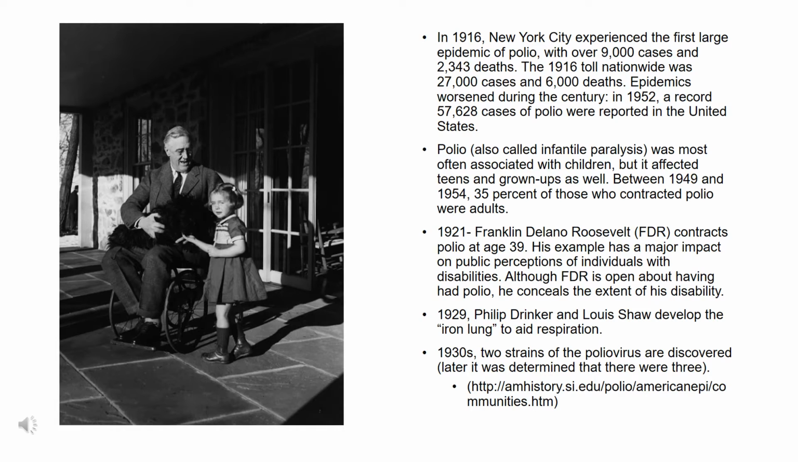The epidemic of 1916 had disastrous results. There were over 27,000 cases nationwide and 6,000 deaths. 2,300 of those deaths were in New York City alone. In 1921, Franklin Delano Roosevelt contracted polio at the age of 39. His example had major impact on public perceptions of individuals with disabilities. Although he was open about having polio, he concealed the extent of his disability.